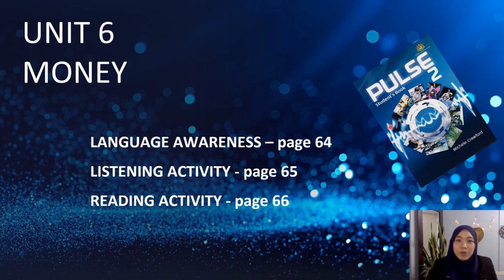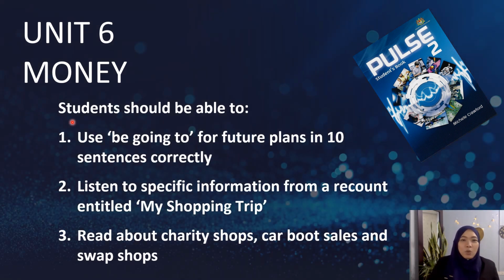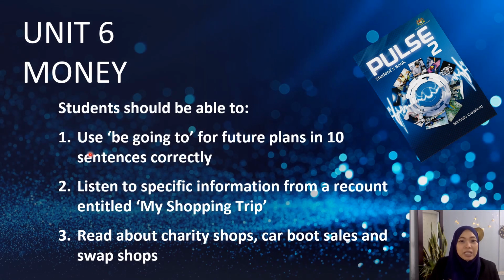So we are going to do our lesson. Okay, now what do you expect in the end of the class? Okay, you should be able to use be going to for future plans, all right, in about 10 sentences correctly. All right, and then number 2, you're going to listen to specific information from a recount entitled My Shopping Trip. Now, you are going to listen to 2 recordings later, all right, or perhaps 3. And I want you to listen to it attentively because there are going to be questions asked based on that listening skills.